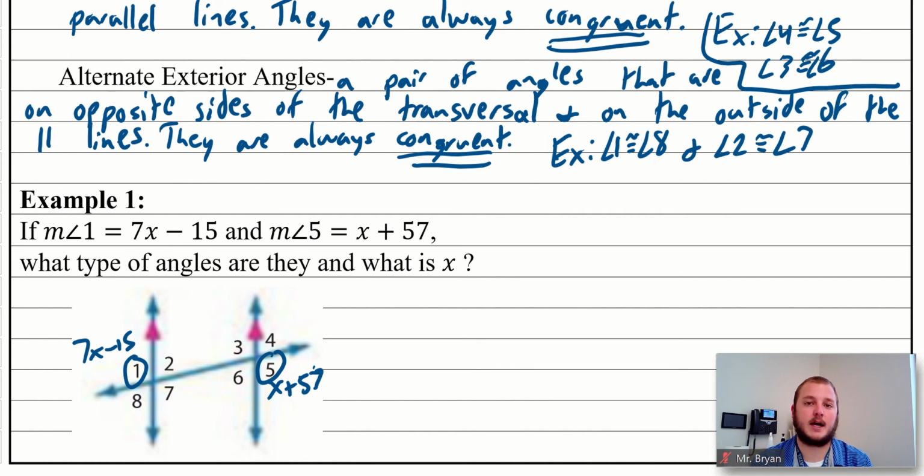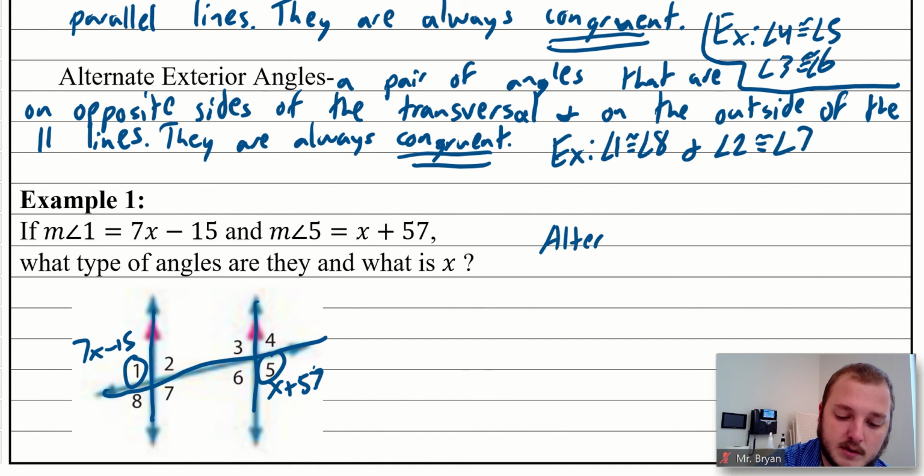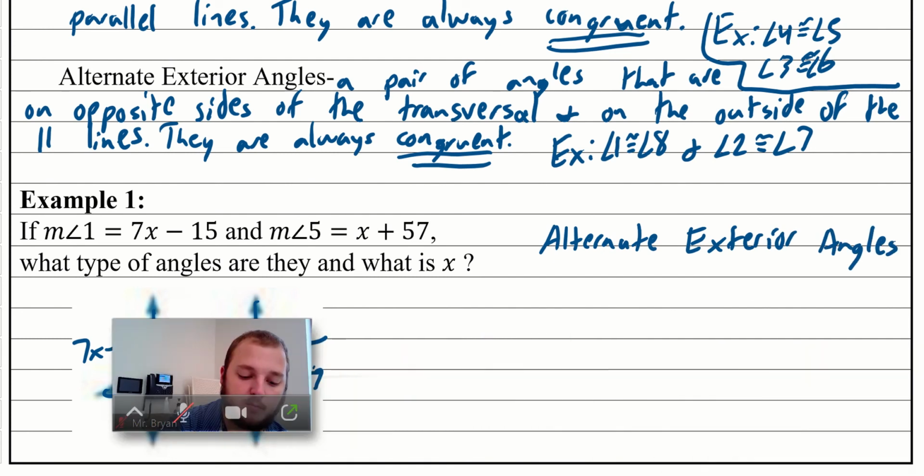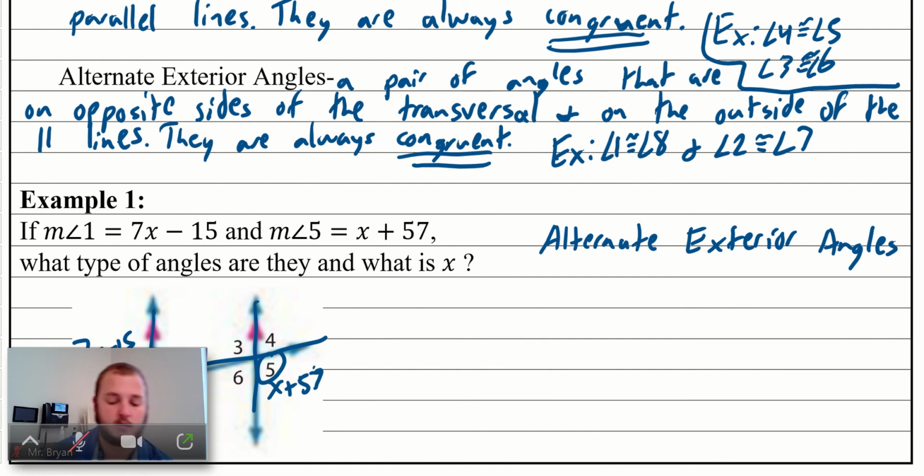Well, to do that, all I need to ask myself is, are they on the same side or opposite side of the transversal, and are they inside or outside of the parallel lines. So right here, I see they're both on the outside of the parallel lines, and on opposite sides of the transversal. So these are going to be alternate exterior angles. Alternate exterior angles. And I'm going to move myself here. All right, so that's the first piece, alternate exterior angles.